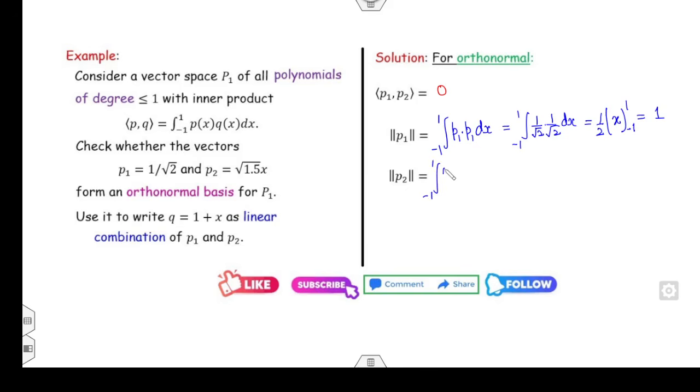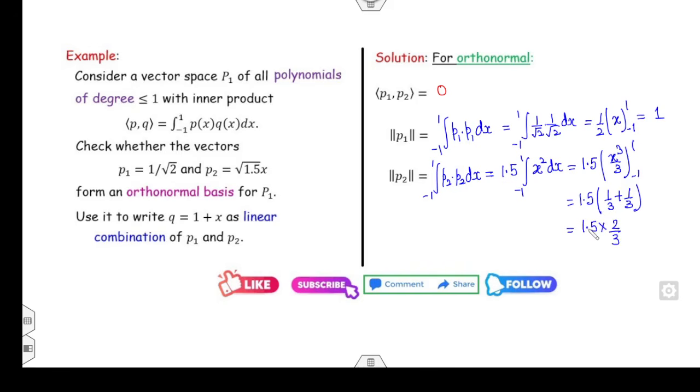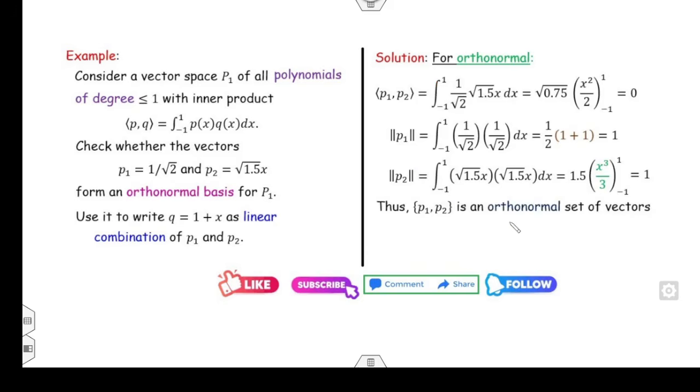Similarly, this number will be P2 into P2. If you integrate them, 1.5 will be outside. From -1 to 1, x into x is x square. Now if you integrate, the integration of x square is x cube by 3 from -1 to 1, which is 1 over 3 minus minus plus 1 over 3. So that number will be 1.5 into 2 over 3. I can write 1.5 as 3 by 2, so that cancels, which is 1. So yes, they form an orthonormal set. The second thing you have to prove is that it's a basis.